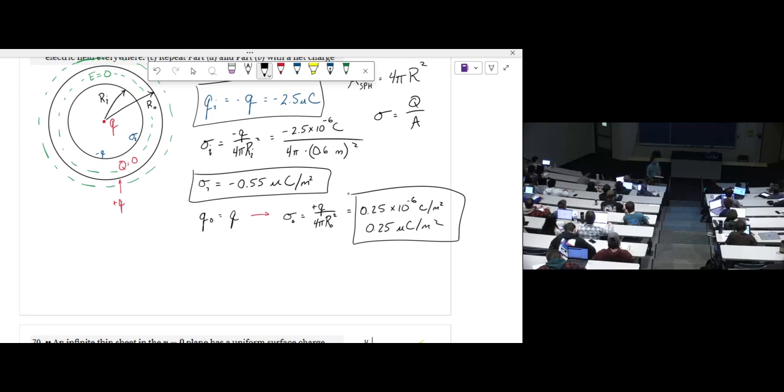Good. Any questions on that one? Remember, the electric field inside conductors in static equilibrium is 0. That will help you solve seemingly impossible problems on a lot of occasions. William, you got a question?